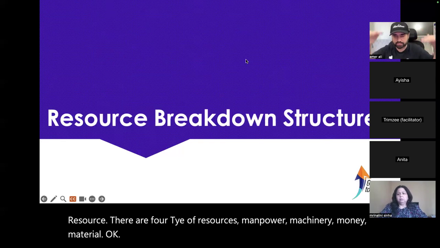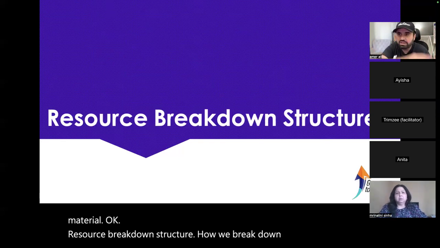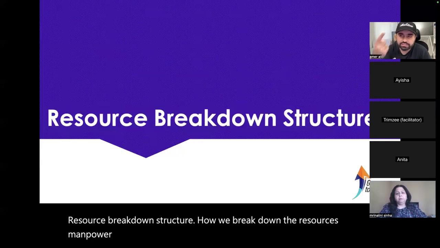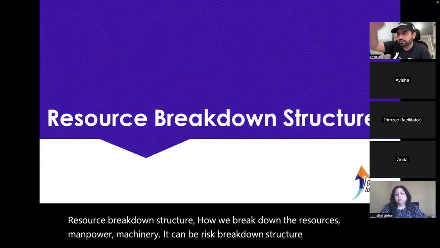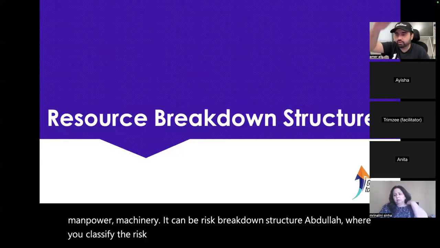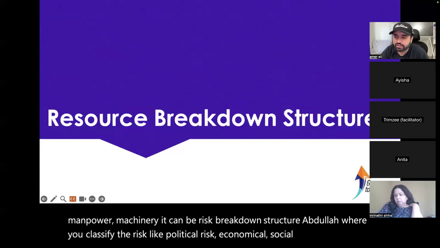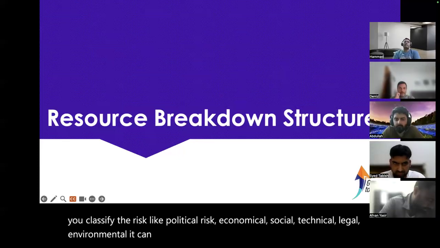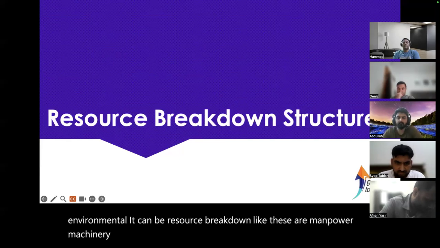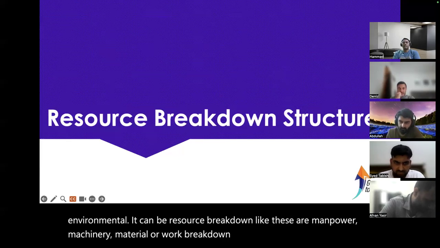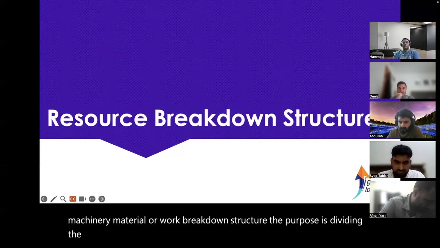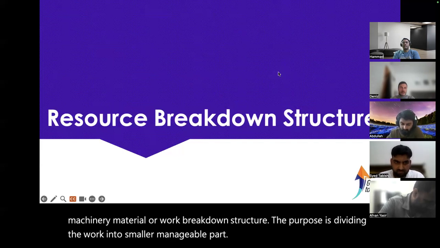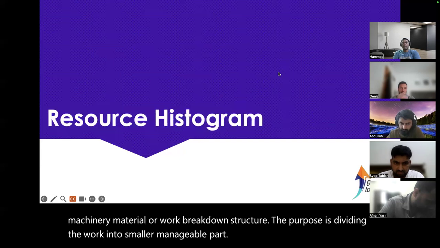Resource breakdown structure, how we break down the resources: manpower, machinery. It can be a risk breakdown structure, Abdullah, where you classify the risk like political risk, economical, technical, legal, environmental. It can be a resource breakdown, like manpower, machinery, material, or a work breakdown structure. The purpose is dividing work into smaller, manageable parts. Okay. Resource calendar we discussed.